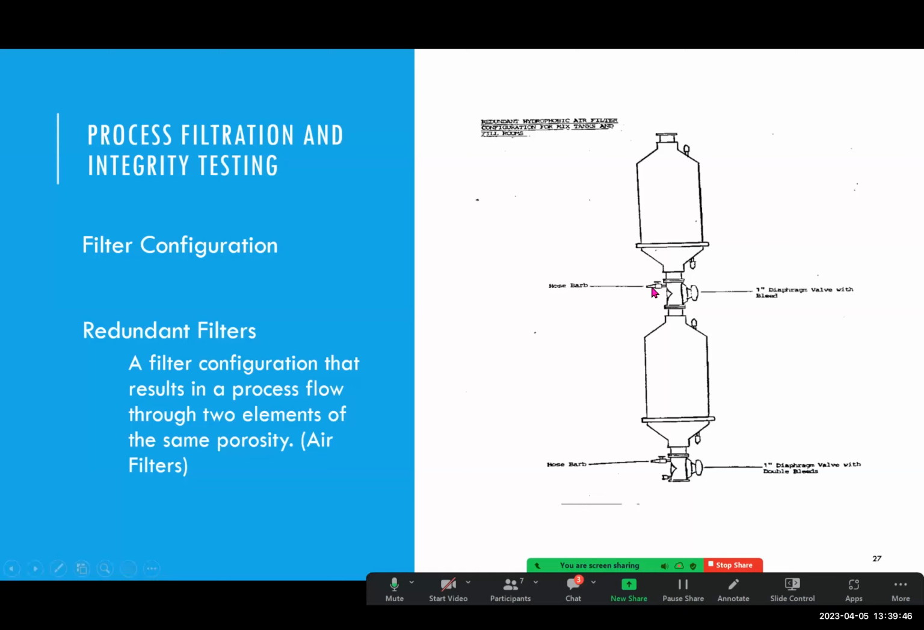So we have our top filter here, and then we have our bottom filter here. We will have our liquid coming in. It's going through one filter, going through our second filter, and then now we will have our filtrate at the bottom that's been filtered not once, but twice. So that's a common setup that you'll see in your equipment in the APA area.